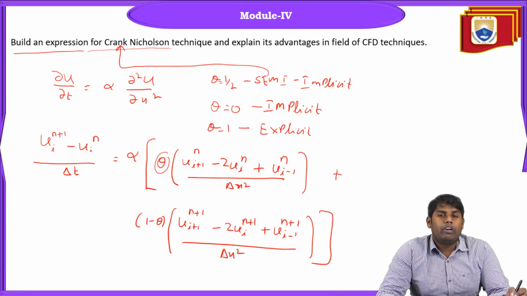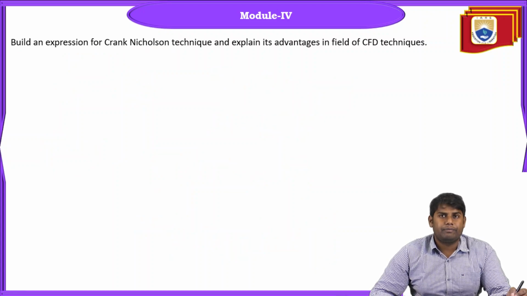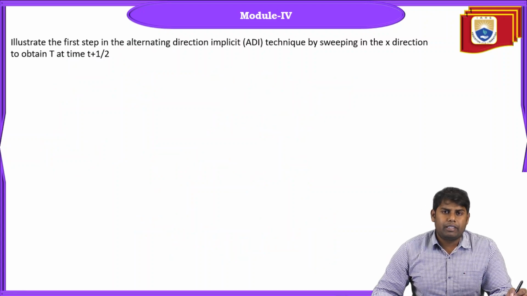predictor. So when you do the explicit method and get the initial guess value from the initial conditions, that would serve as a predictor. The implicit method, when you apply it afterwards, will serve as a corrector. So basically combining the advantages of implicit and explicit will give a method called the Crank-Nicholson method. So this is what we have seen for the Crank-Nicholson method.